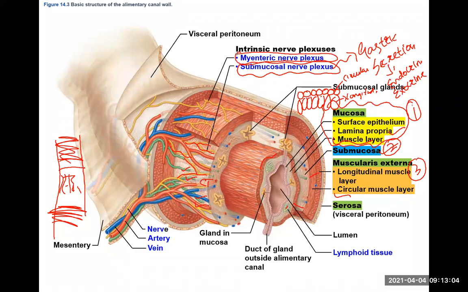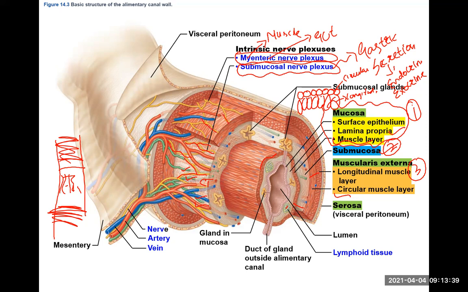So what is the mesenteric nerve plexus? You have to understand the word mesenteric. My means the muscle. Enteric means the gut. So mesenteric: the muscle in the gut also has nerves. Where can I find those nerves? You see here these nerves?